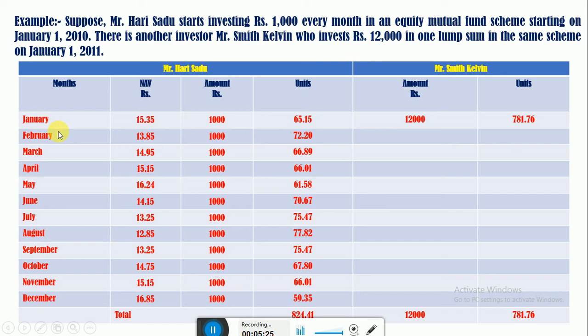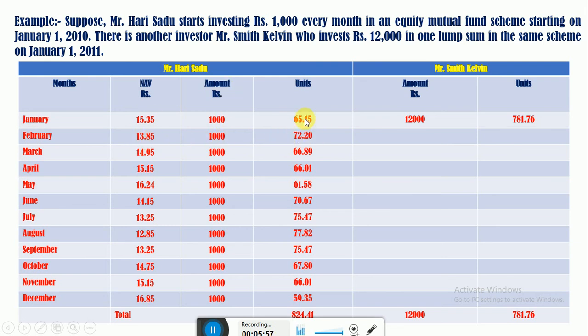So on January 1, when the NAV value is 15.35, Hari Sadhu has invested 1,000, and Mr. Smith Calvin has invested in one go from January 1, that is 12,000. In case of Hari Sadhu, the first investor, when the NAV value was 15.35, he invested 1,000. He got 65.15 units. And when the NAV value is 13.85, he invested 1,000 rupees.